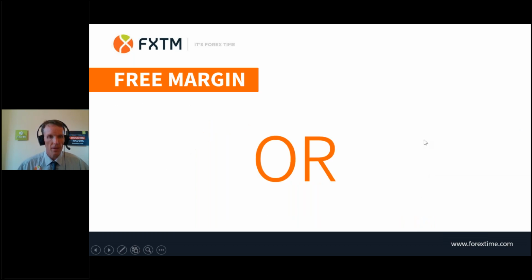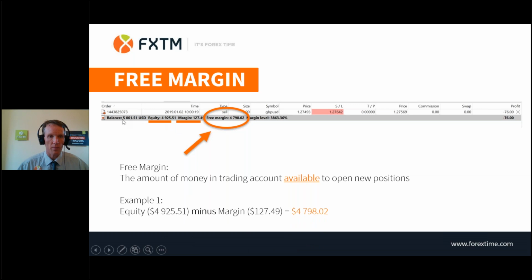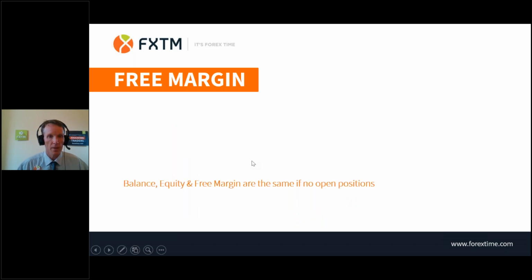Right. Okay. Now there's another way to calculate that. In this case, we use the balance. You can also calculate that just using the equity, because the equity is just the balance plus or minus that. So in this case, the equity minus the margin gives you what you've got available to trade with. All right. Okay. Free margin.